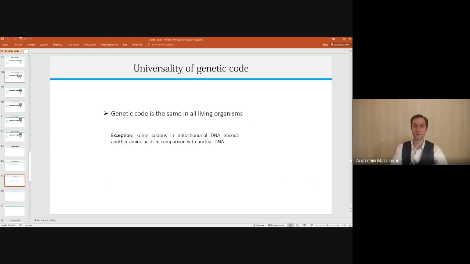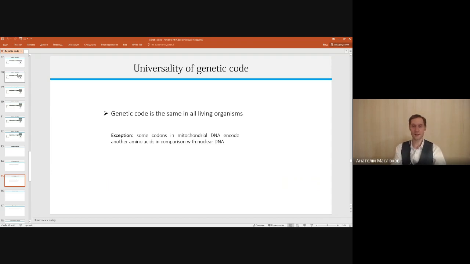Some codons in mitochondrial DNA encode other amino acids in comparison with nuclear DNA. So there is a tiny exception from the general rule, but you have to remember the general rule that the genetic code in general is the same in all living organisms. For example, if a certain triplet of nucleotides encodes a specific amino acid in my cell, in your cells, the same triplet of nucleotides will encode the same amino acid.